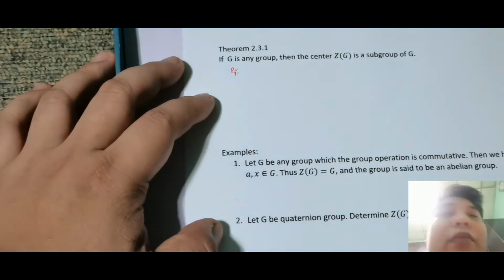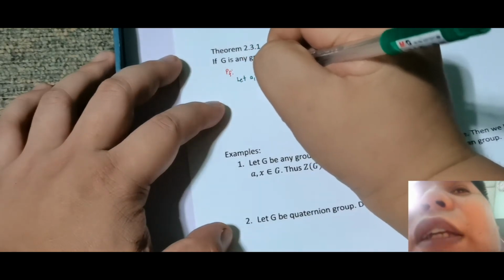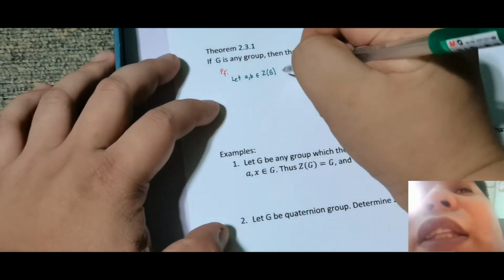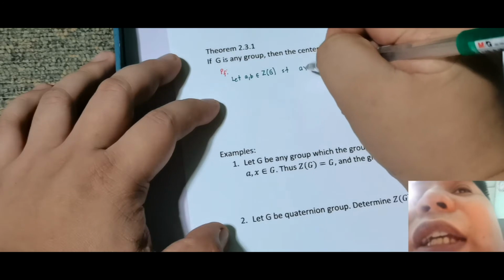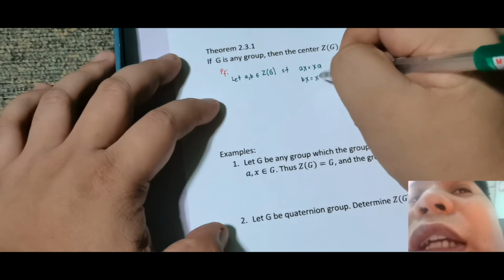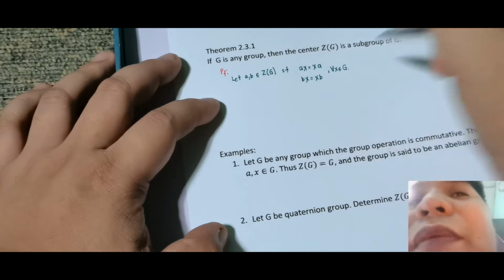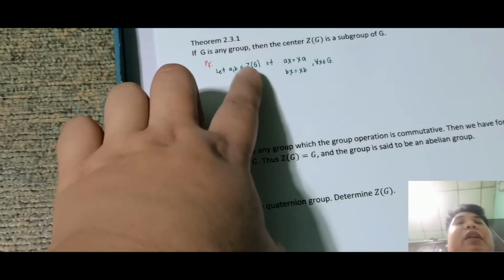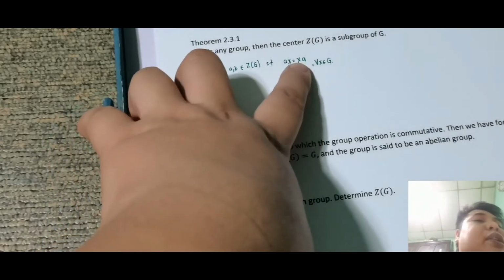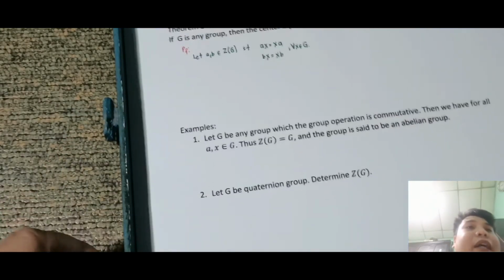So, here's the proof. So, again, mag-let tayo ng element. Let A and B element of center of G. Okay, such that, since center of G yan, such that AX is equal to XA and BX is equal to XB. Okay, then for all X element of G. Okay, ganun definition. Kung element si A and B ng C of G, dapat si AX is equal to XA, si BX is equal to XB for all X element of G. Yan yung structure nila. Yan yung ginagawa nila.